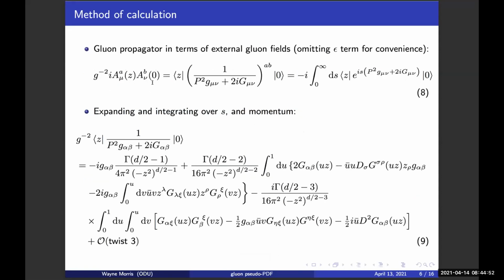So the first thing you do is you write your gluon propagator out in terms of the Schwinger representation; from here I've omitted the epsilon term just for convenience. Then you expand over this parameter S, then integrate back over it and also over the momentum. This is an okay thing to do because higher orders in S also come with higher orders in Z squared. And because this is a small distance expansion, a small Z expansion, it's well behaved.